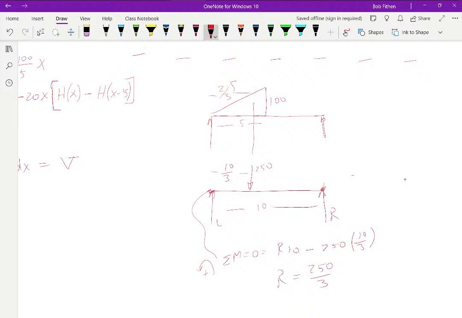So if this is 250 over 3, this is 2 times 250 over 3. So now I have a boundary condition. Again, these are considered boundary conditions.